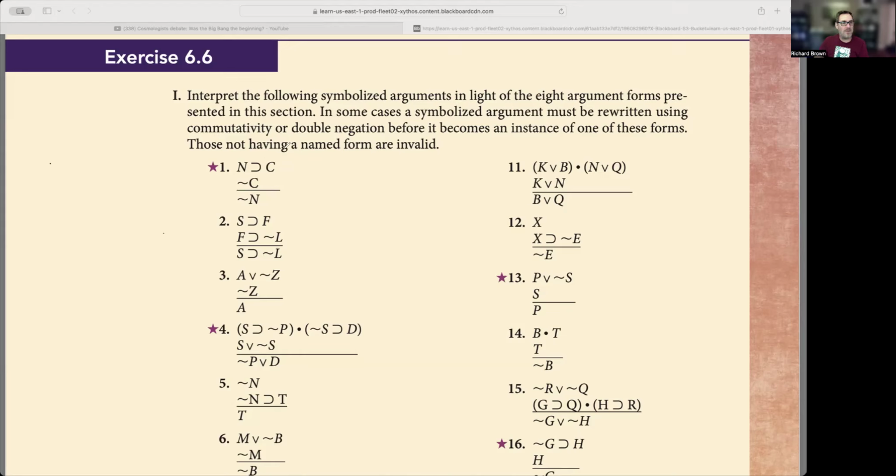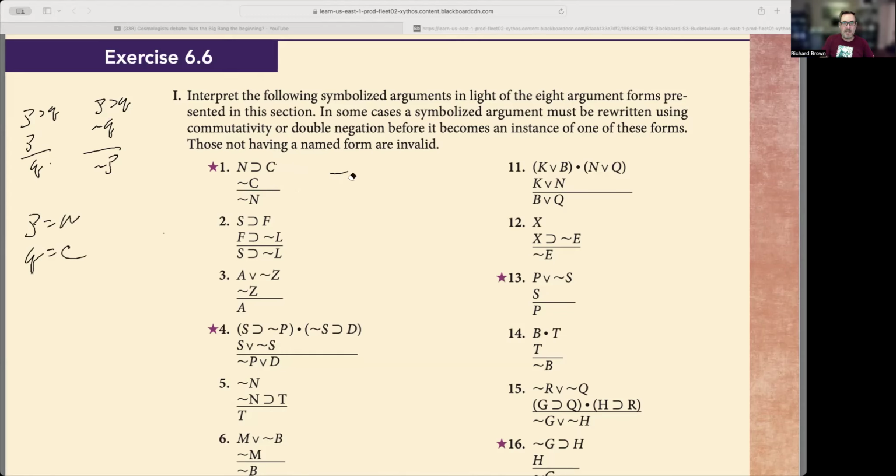So we see that there's a horseshoe in the first premise. We think about which argument forms we have that have the horseshoe in them, and it's modus ponens and modus tollens. Modus ponens says you have P horseshoe Q, and then you say P, so you get Q. And modus tollens says you have P horseshoe Q, and then you deny Q, so you get a denial of P. Looking at this one, it looks like our P term is N and our Q term is capital C. The second premise says a tilde of C, and the conclusion is a tilde of N. So this one here is modus tollens. Does that make sense?